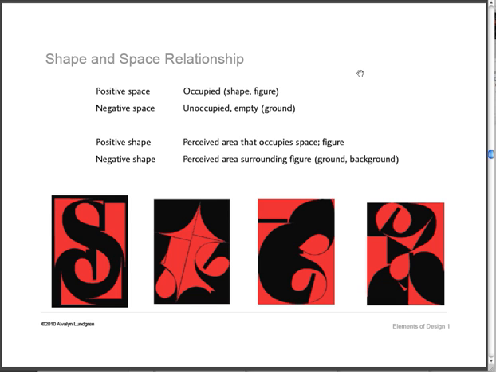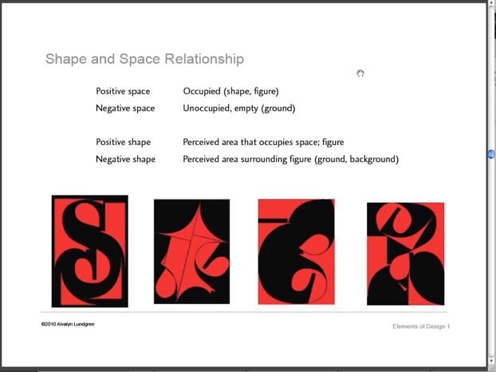When we deal with shape, since it's a two-dimensional area, we're obviously dealing with space, and shapes and space have a strong relationship to each other. They both are related to each other, and both can be positive or negative. When we talk about space, positive space is that which is occupied, it's taken up by something. So a circle on a ground, the circle would be the area of that overall space that is being occupied. And so that is a positive shape or positive space.